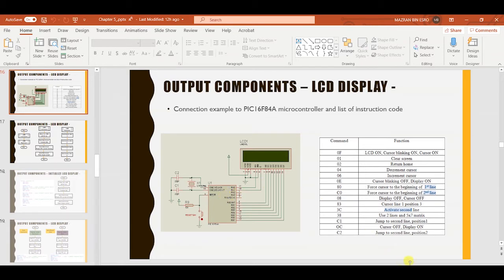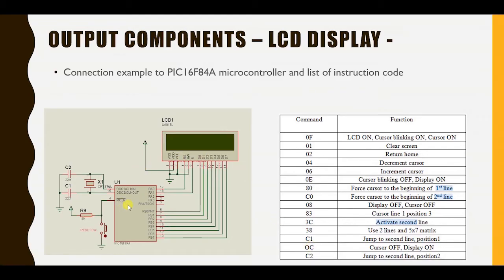If you look at the diagram here, the Proteus connection, you have two lines which go to port A, which is port A0 and port A1. These two are actually optional, up to you which port you prefer to use, as long as there are two lines, one goes to RS, and another line goes to E. E refers to enable.